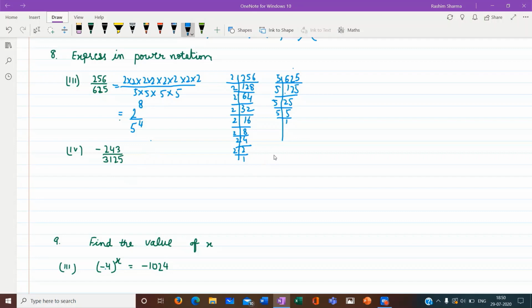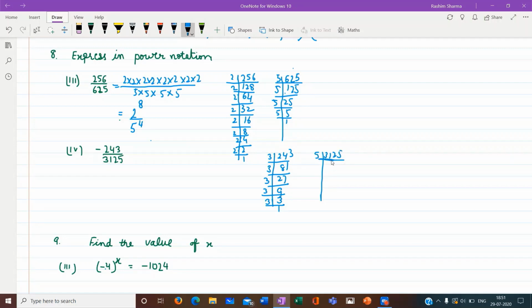Next part is minus 243 upon 3125. So let us first find the prime factors of 243. 3 81s are, 3 27, 3 9, 3 3s are, and 3 1s are. Same way we will find for 3125.